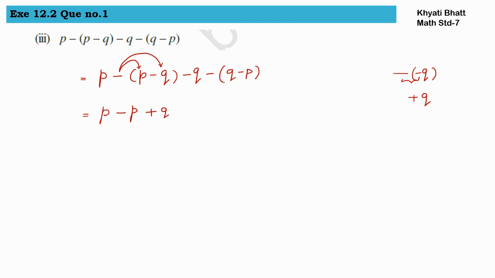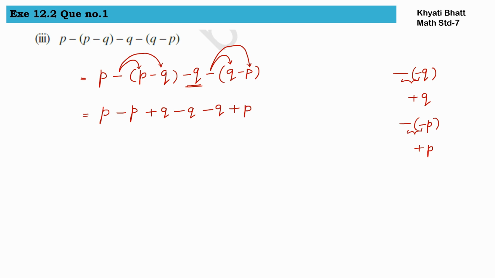Then comes minus q. This minus q I am writing here. Then comes minus q again. And then this minus will go along with the p, so it is again minus p. Minus will be plus, so it is going to be plus p. So I am writing here plus p.